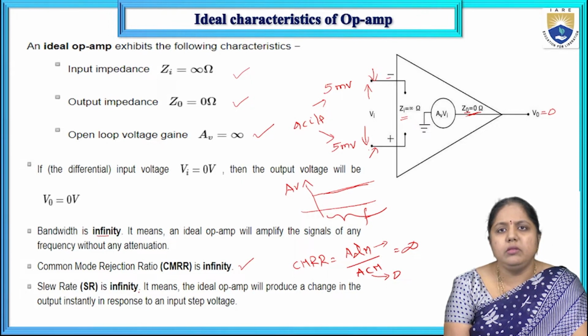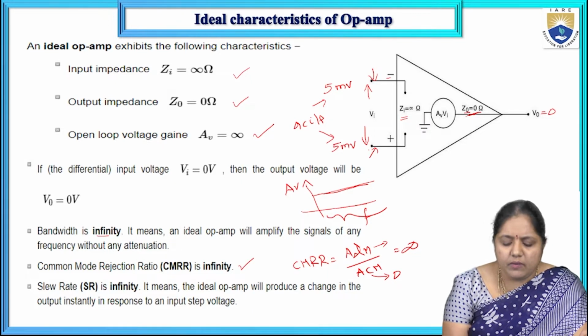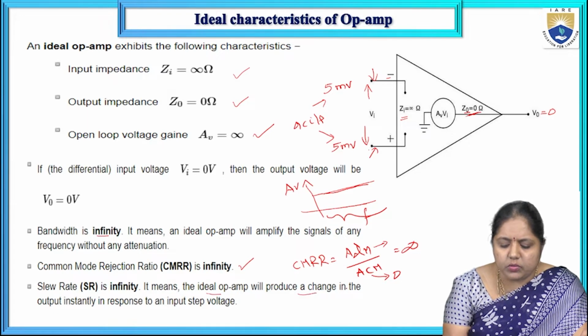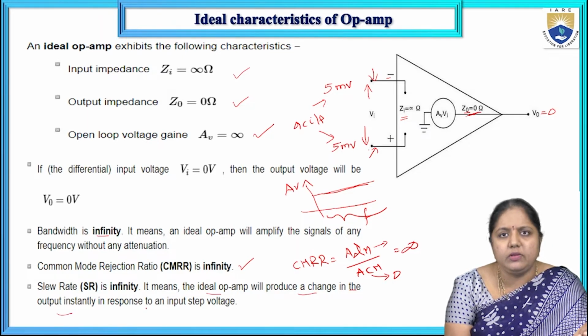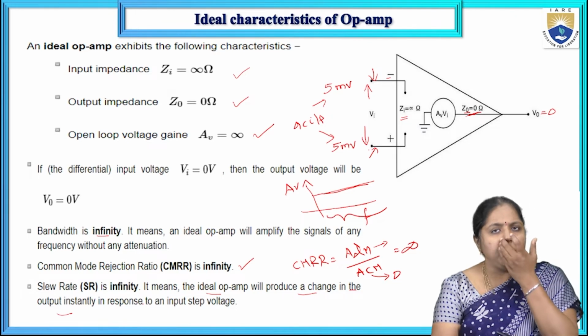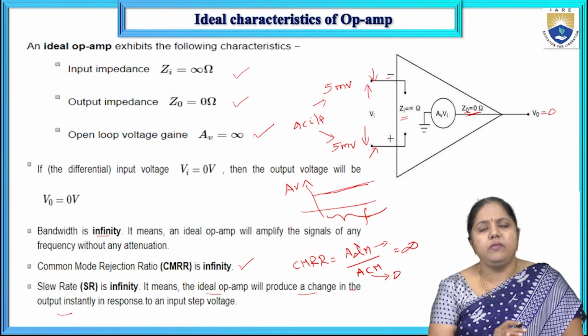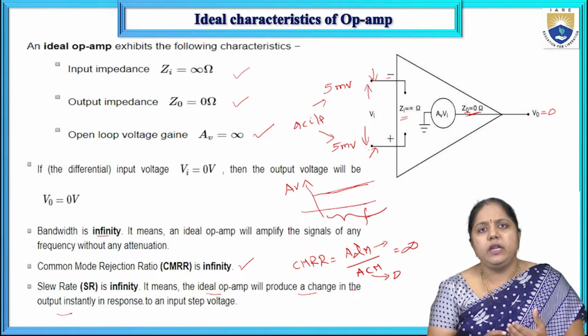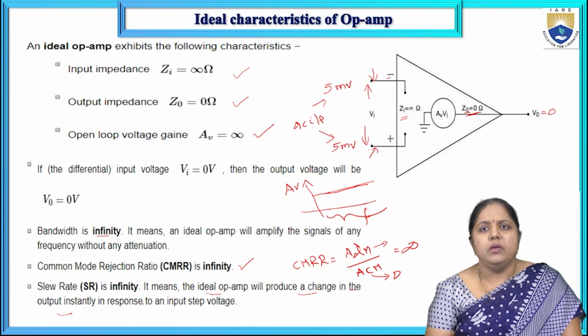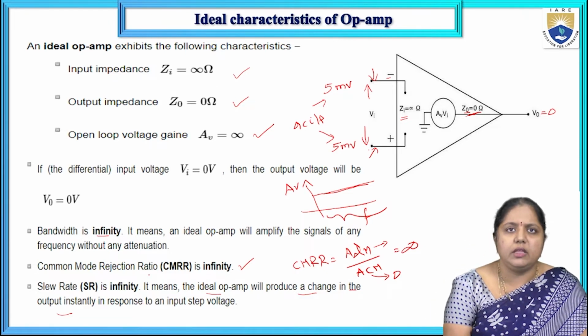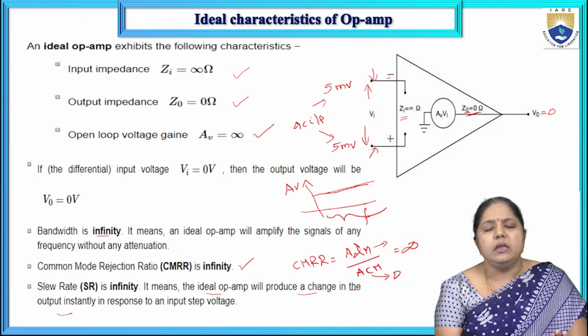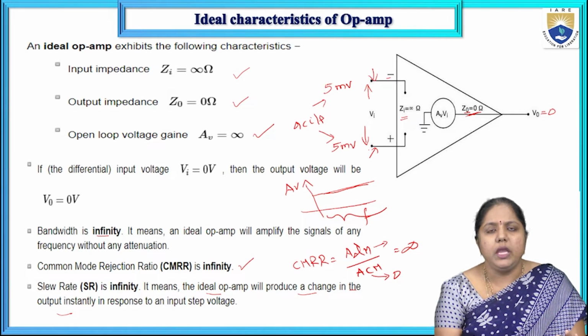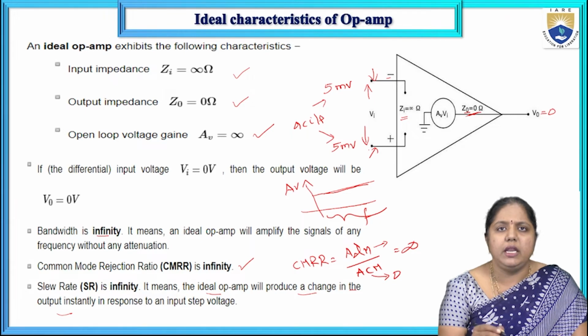Next property is slew rate. What is slew rate here? For the ideal op-amp, it should produce a change in the output voltage instantaneously with the change in the input voltage. If the input voltage is changing from 0 to 1 or 1 to 0 simultaneously without any lag, I need to get the simultaneous change in the output voltage of the operational amplifier. Generally the slew rate value is infinity, which means the time delay is 0.